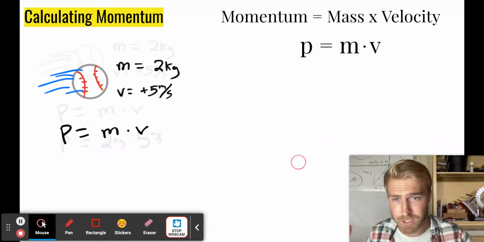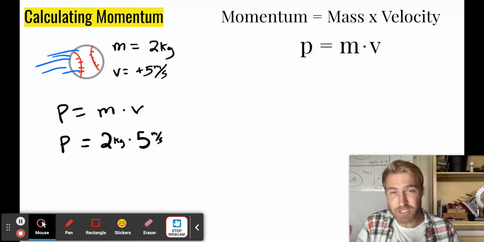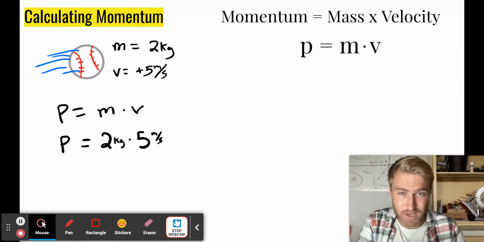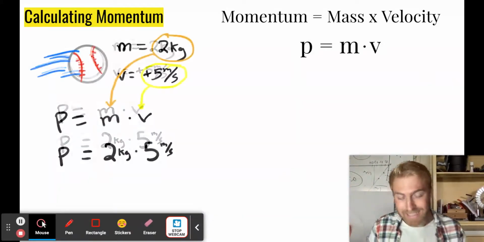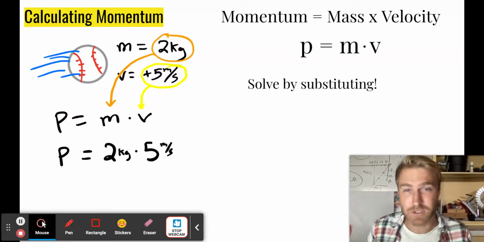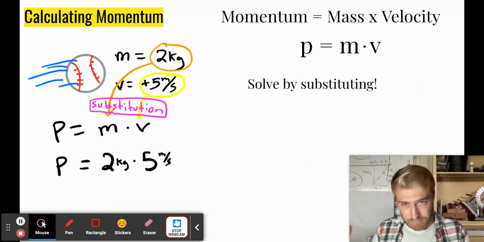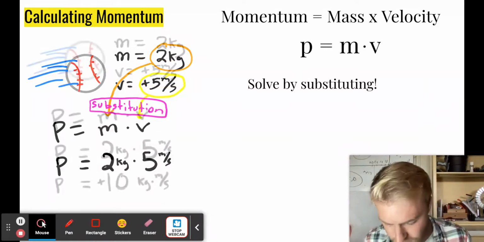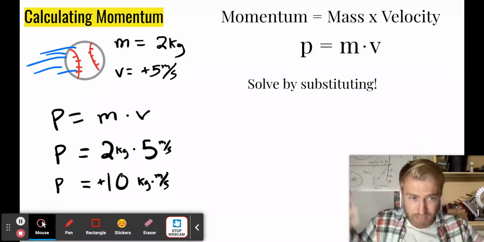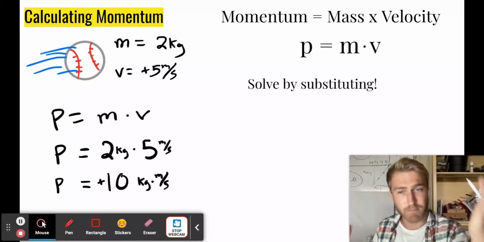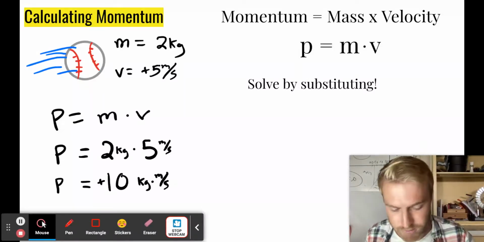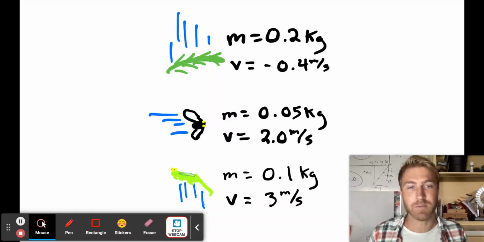I'm going to write my equation, and then I'm going to plug in the values that I know. I know the mass is 2, and I know the velocity is 5, and so I'm going to plug those into the formula. That's a process that we call substitution. We're going to solve by substitution. Good. Remember this. This is our strategy here. And then when you have 2 times 5, you get 10, and that's your answer. Easy peasy lemon squeezy. So the momentum of the baseball is +10 kilograms meters per second. Here's a couple examples I want you to solve.